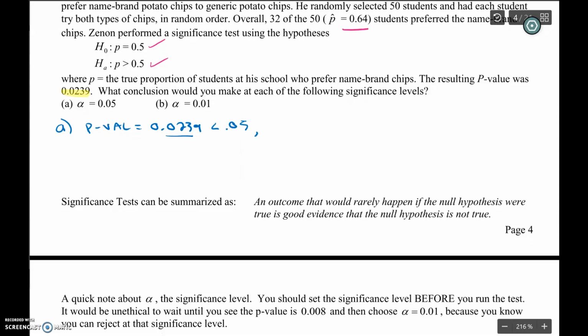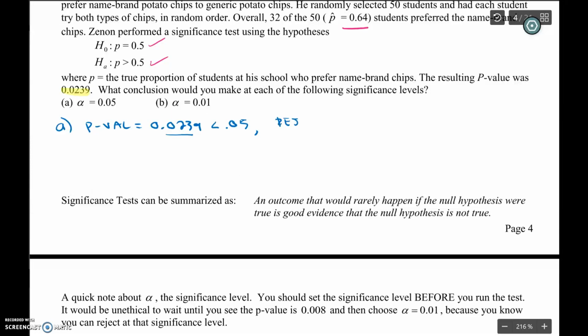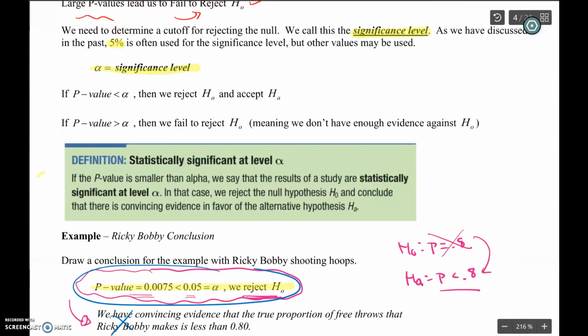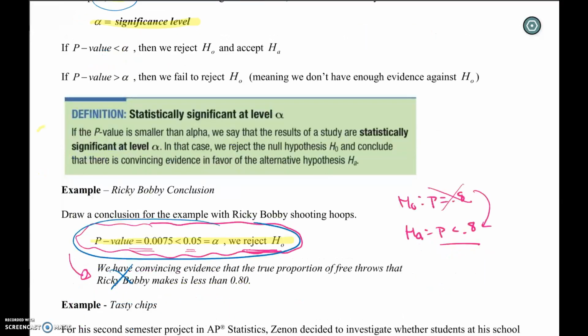A small p-value relative to your alpha means you reject the null and conclude the alternate. However, if our p-value is still 0.0239, but you use an alpha value of 0.01, now you fail to reject. So as you can see, it matters what your alpha level is. The alpha level is basically a measure of how much evidence you need in order to draw a conclusion.